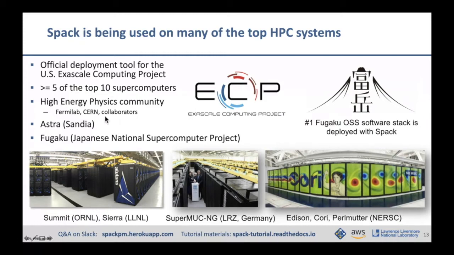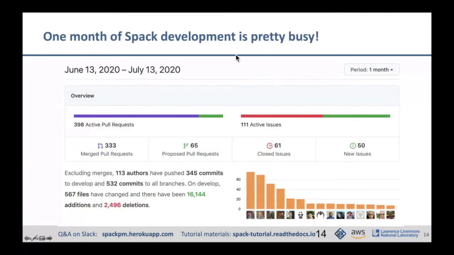We have collaborators in other communities that aren't traditional HPC. So the high energy physics community uses Spack for a lot of their analysis applications for things like the Large Hadron Collider and other big equipment like that. So Fermilab, CERN, and other collaborators have contributed heavily to Spack. They did the binary packaging component that you'll see in action today. It's used on Astra at Sandia and a bunch of other machines. But not just the high end, as you saw. There are lots of smaller machines using Spack, not just these big ones.